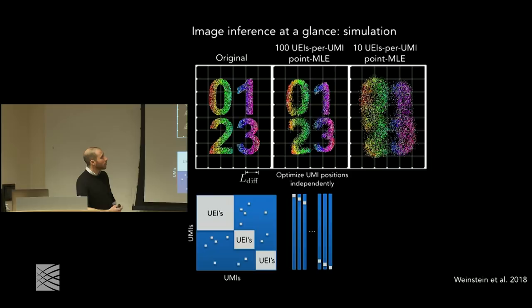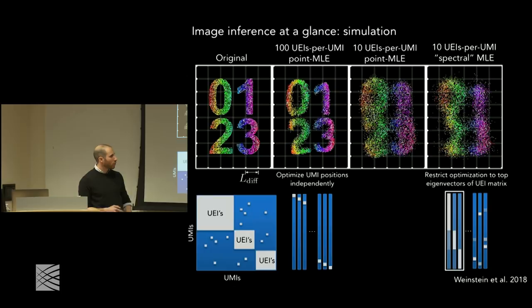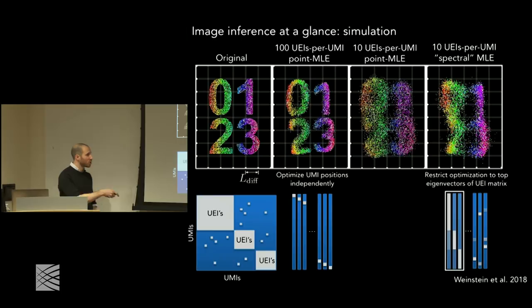And so it turns out that what happens if, instead of looking at every single UMI individually, we instead perform an eigenvector decomposition of this matrix and use the individual eigenvectors, specifically the top eigenvectors of this matrix, as the underlying variables that we're trying to optimize instead of the individual UMIs. And it turns out we do a bit better. And you can actually keep improving this if you just apply certain normalization strategies to this matrix.